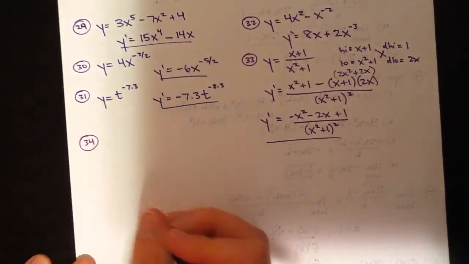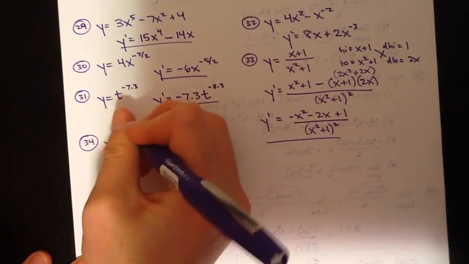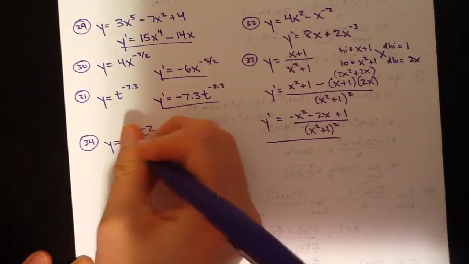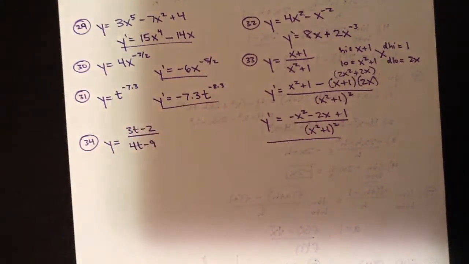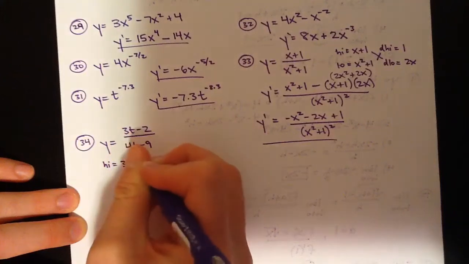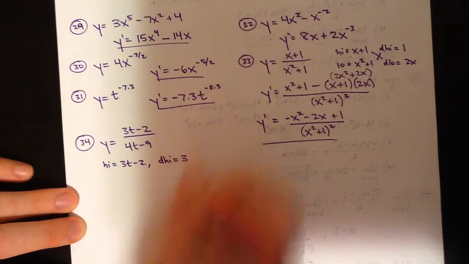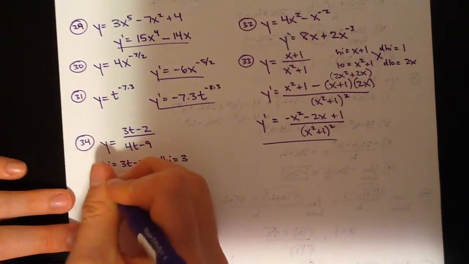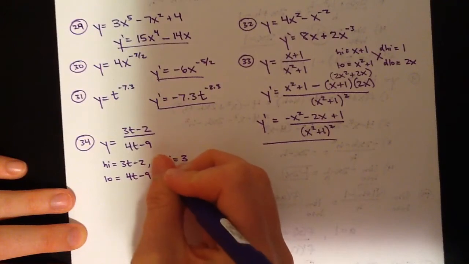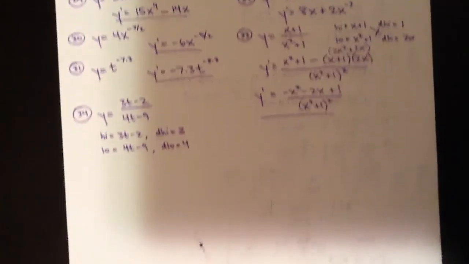Okay, and 34, I believe another quotient rule. Yep. Okay, so we've got, again, high is a 3t minus 2. D high, since that's just a linear function, the derivative is just 3. And then our lower function is a 4t minus 9, and again, that's just a linear function, so your derivative is a 4, just like the slope, like in Algebra 1.